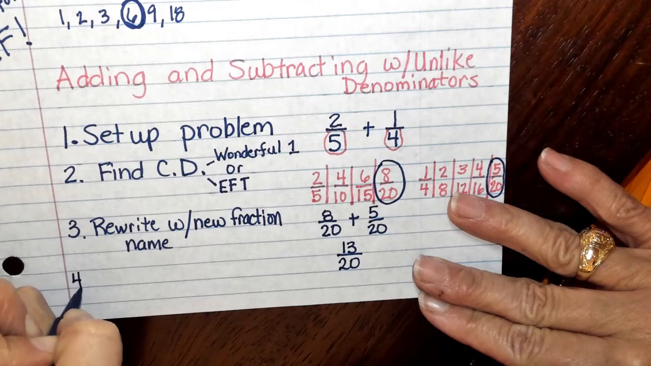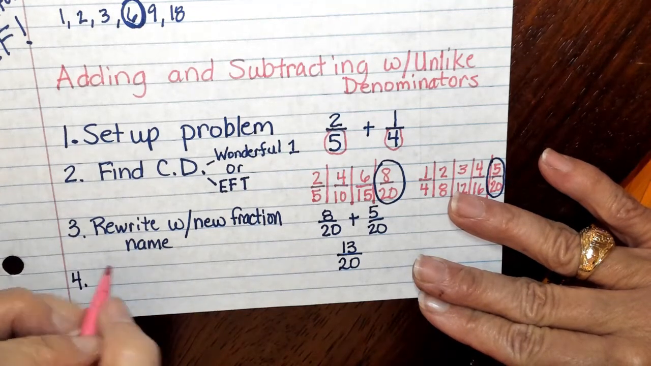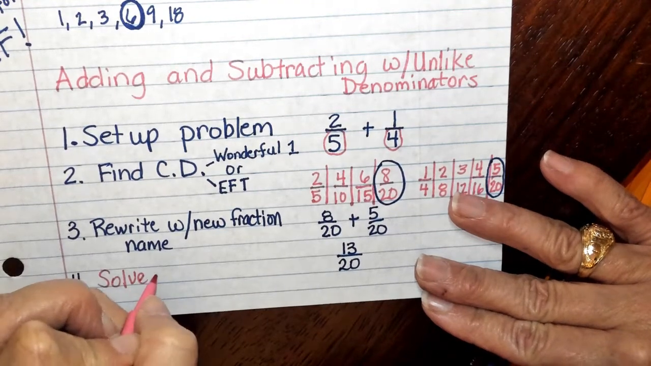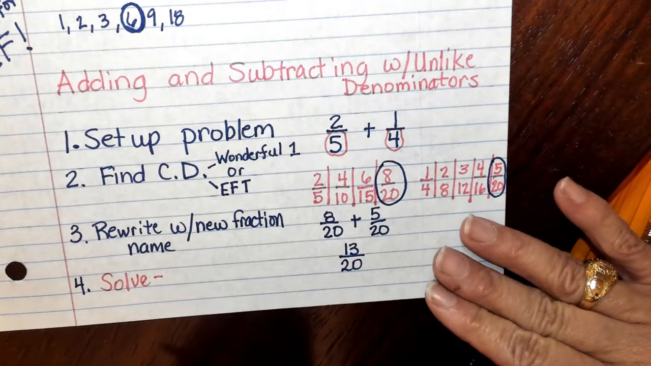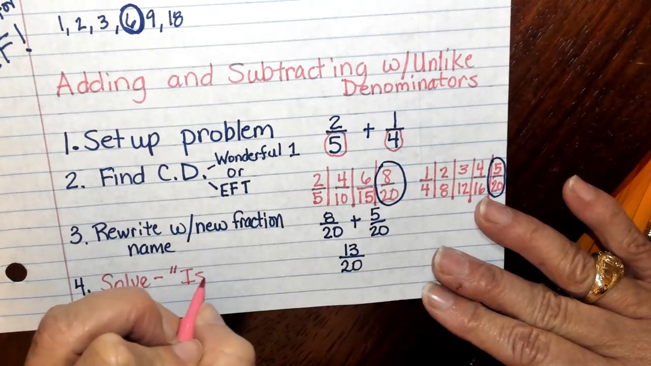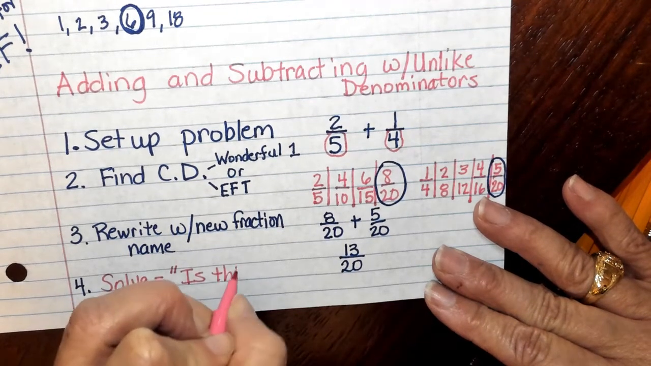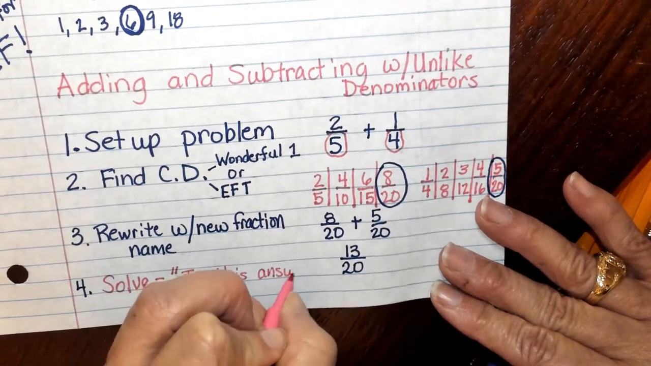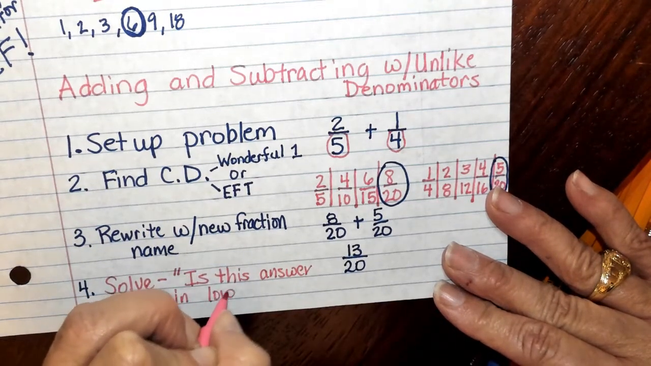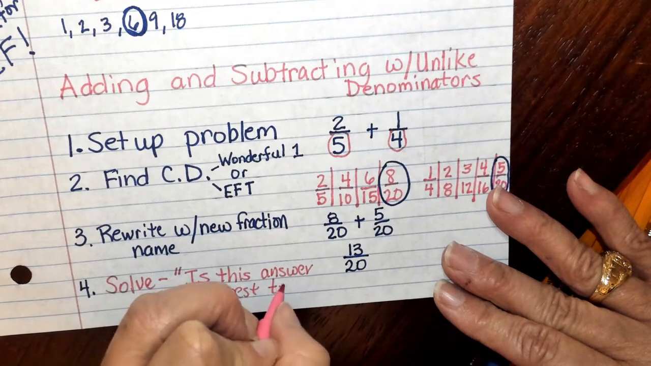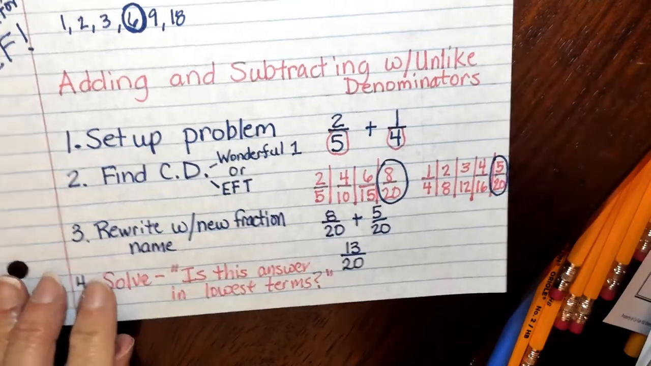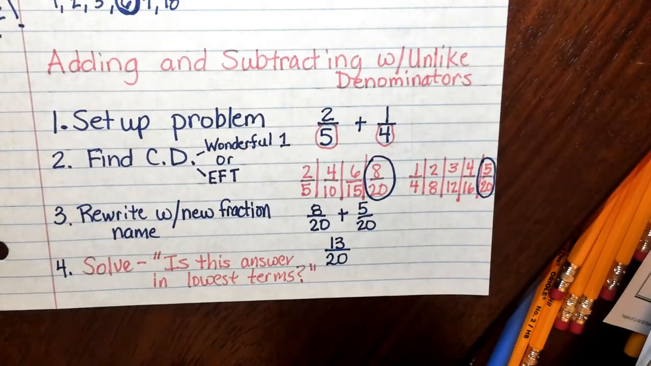So my last step that I'm going to record would be the last step, which says solve, which is what I've just done over here. But I always want to ask myself a simple question: is this answer in lowest terms? And that's going to be the question that you're always going to want to end with.